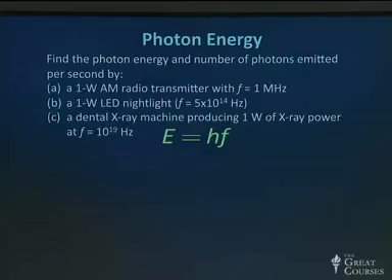So we want to find two things. We want to find the photon energy, and then we want to find the number of photons emitted each second by each of these three devices. Notice they all have the same power. That is, they emit the same amount of energy every second. But they're going to have different photon energies because they have different frequencies. So here's our big, massive idea here.